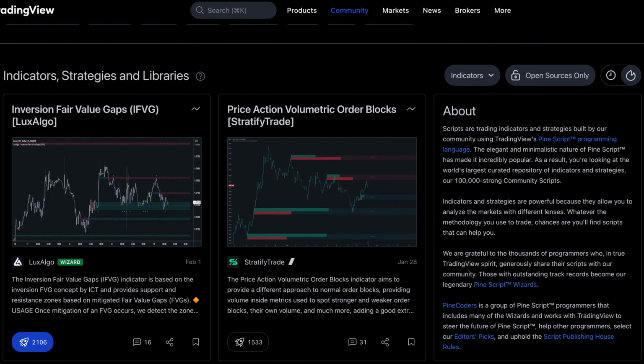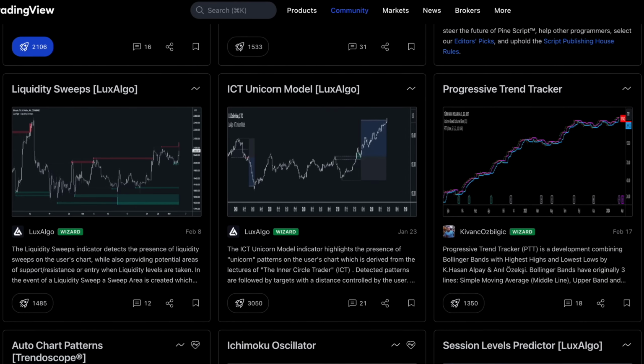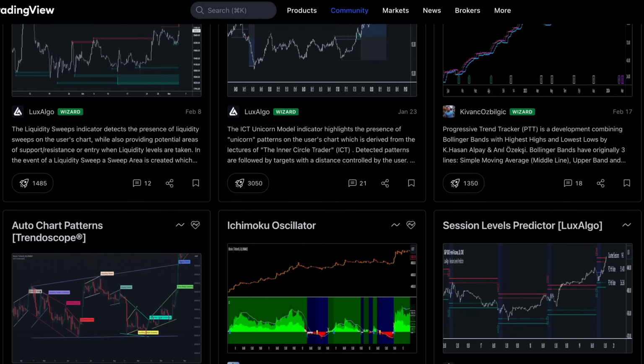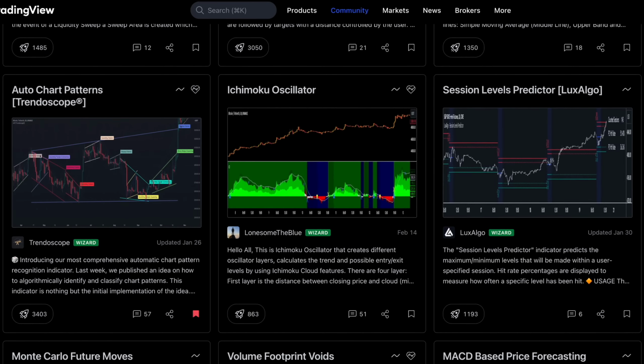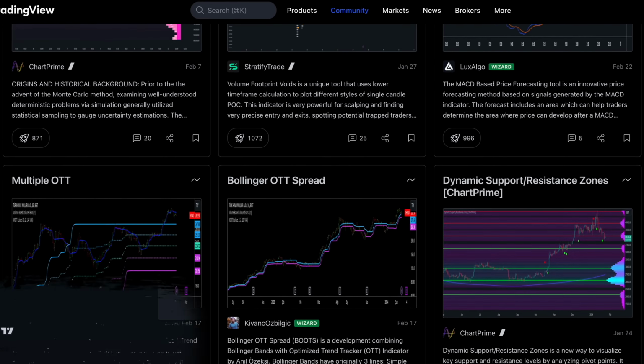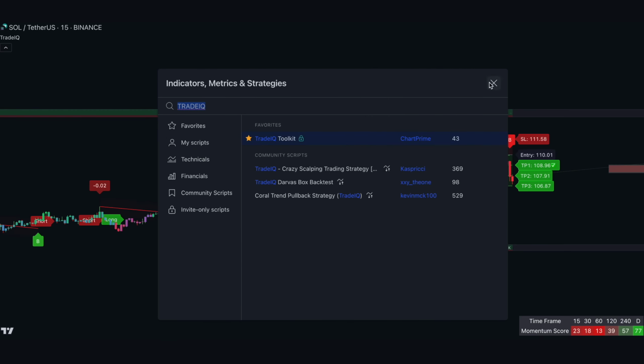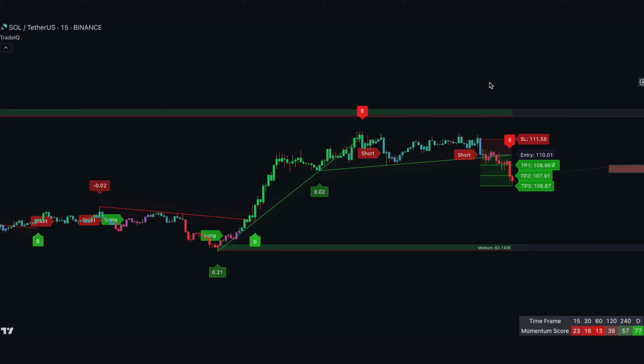Unfortunately, finding a suitable multi-time frame indicator on TradingView is almost impossible due to its complex nature. However, I know one multi-time frame indicator that will truly blow your mind. It's called the Trade IQ Toolkit. This advanced all-in-one indicator has so many useful features that no other TradingView tool can match.